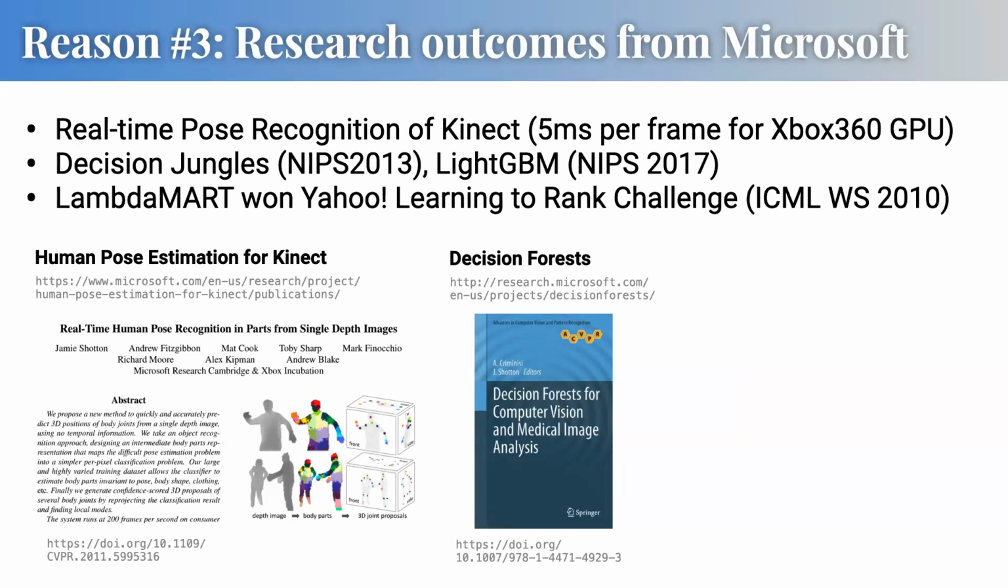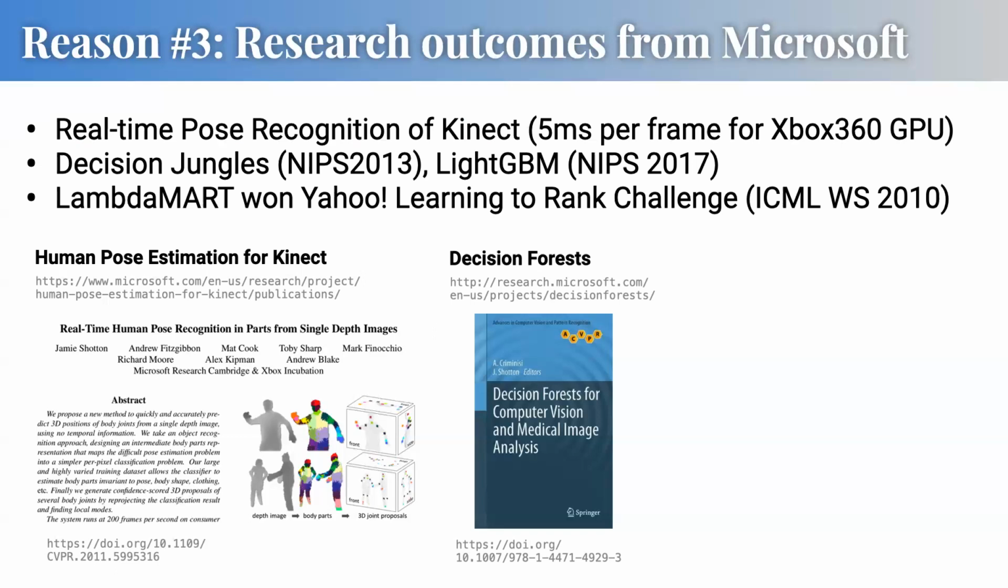And to play with the Kinect, the Xbox machine needs to recognize the pose in real time, because if we have latency, then the game is not fun. If our movement is not synchronized with the game... So they were very serious about real-time pose recognition, and decision tree ensemble was the answer they chose, and it performs within 5 milliseconds per frame on the small Xbox CPU.